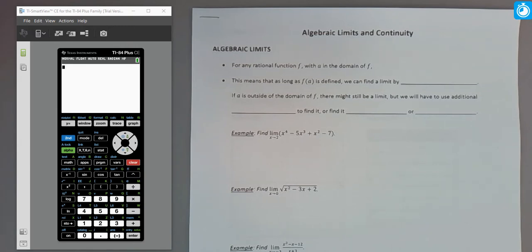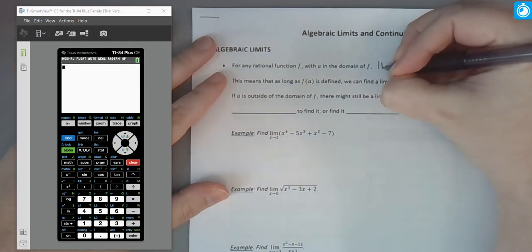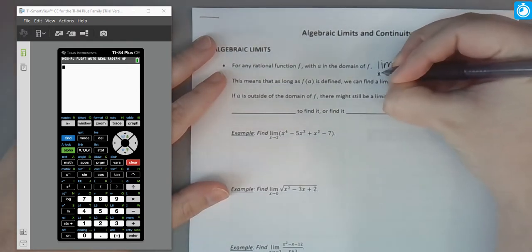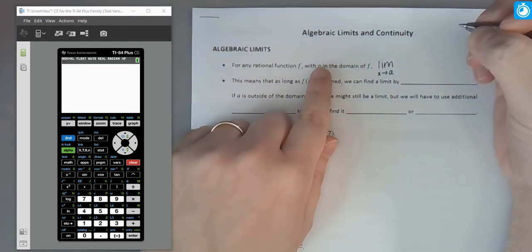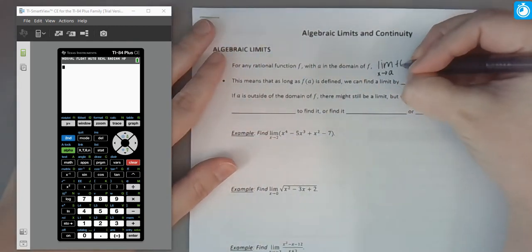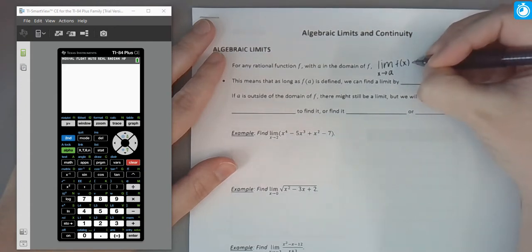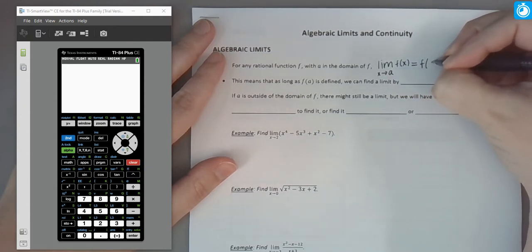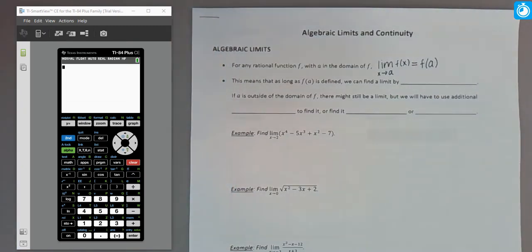So for any rational function f, now keep in mind rational does not have to mean it truly has a numerator and denominator, it just means it doesn't have any irrational components to it. But for any rational function, as long as this number a is in its domain, it is something for which the function is defined, then we can evaluate our limit in this way. So if we want to evaluate the limit as x approaches a, again specifically where this number a is in the domain of our function f of x, then it turns out that the limit is actually going to be the same thing as the function value.